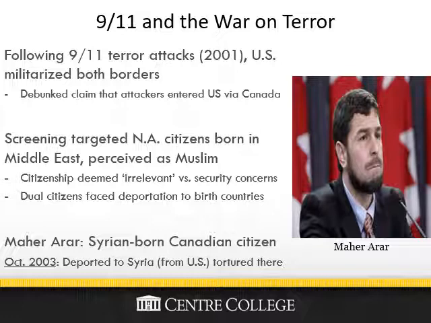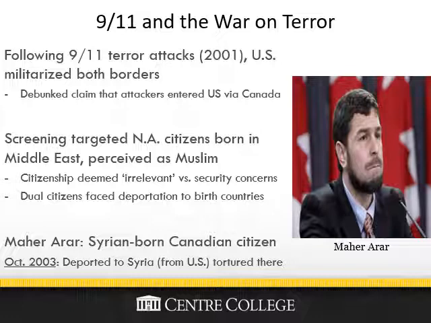Despite these debunked claims, this led to a general perception that both the northern border, the border between the United States and Canada, and the southern border, the border between the United States and Mexico, were both potential areas of vulnerability for American national security. So you've seen an increasing amount of both personnel and security installations and militarization in both borders since 9/11. And you've seen a new approach to how American security personnel, border guards and the like, have dealt with individuals who are screened as potential security risks.